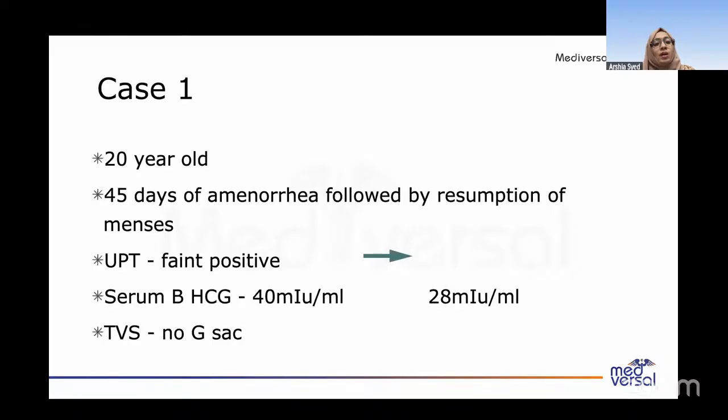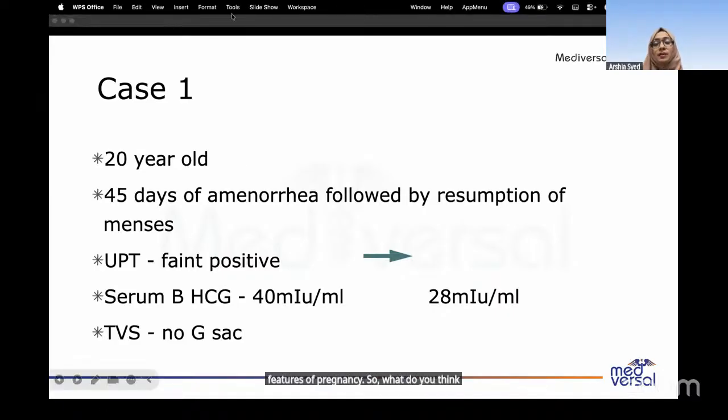At this point, she has done her urine pregnancy test, and it has come as faintly positive. When she went and consulted, a serum beta HCG was done. The initial value was 40, and when it was repeated after 48 hours, it fell to 28. Since the pregnancy test was positive and beta HCG was also showing pregnancy, a transvaginal ultrasound was done, and this picked up no gestational sac and no features of pregnancy. So what do you think this case is?